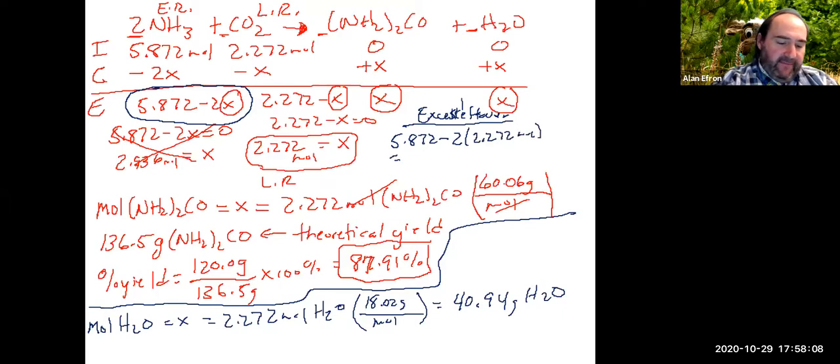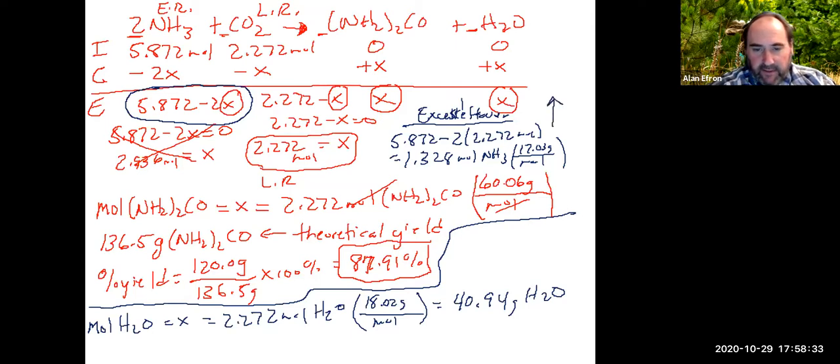And if we did that, 5.872 minus 2 times 2.272 means that we have about 1.328 moles of our NH3 that's left over. And obviously we could use the molar mass there like we did at the beginning to figure out how many grams that would be. And that's about 22.6 grams. So 22.6 grams of NH3 is left over from our 100 that we started with.